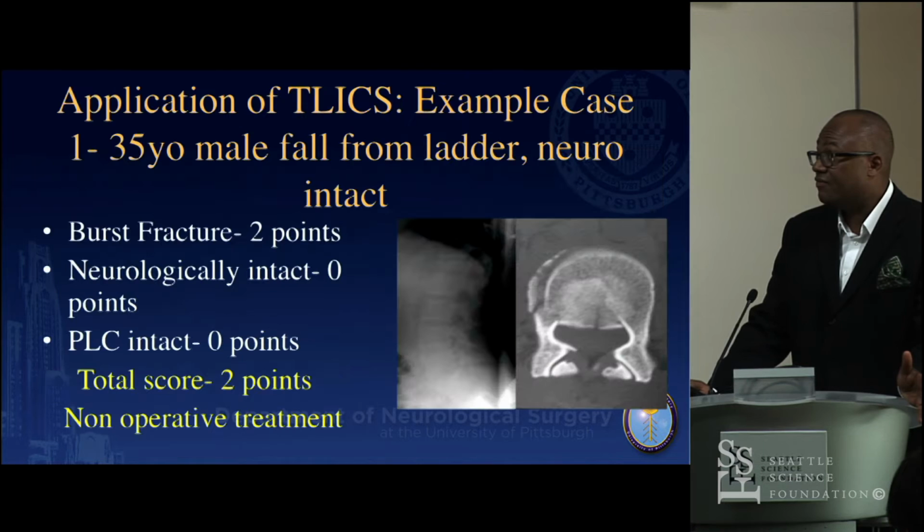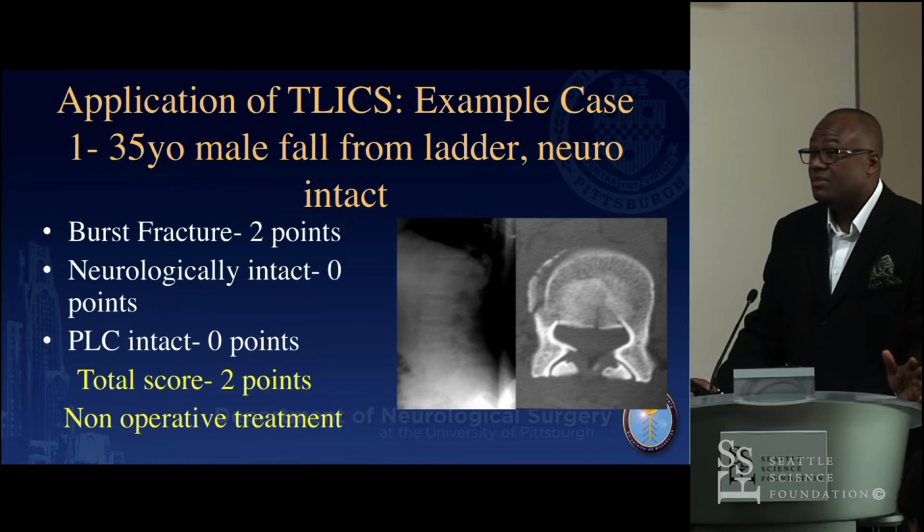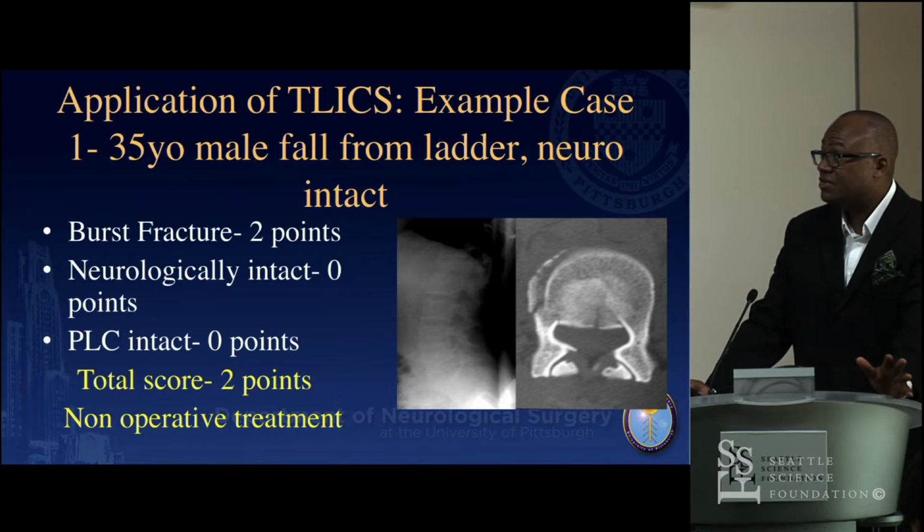An example is a healthy 35-year-old gentleman who fell from a ladder scaffold. He's neuro intact. He's got a burst fracture, 2 points. Neurologically intact, 0 points. The PLC is intact, so that's 0 points. So 2 points. You want to brace this gentleman.